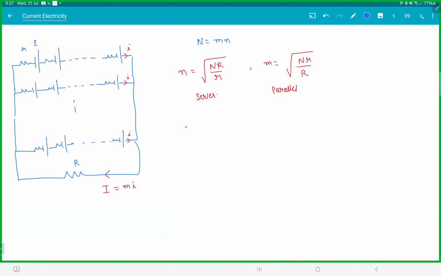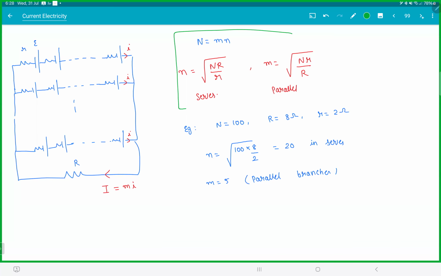Example. Let's say n is 100 cells, R is 8 ohms, and small r is 2 ohms. So we get n is equal to root over 100 into 8 by 2, that is 20. So we should keep 20 in series and 5 parallel. Make sense? That formula is very important.